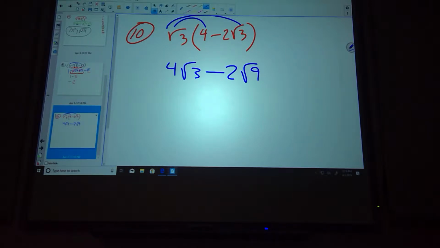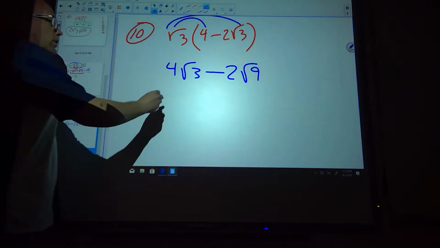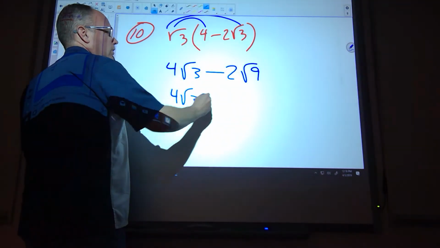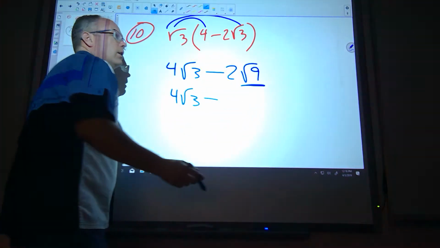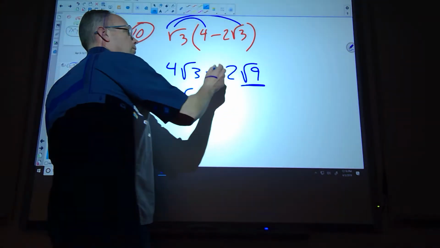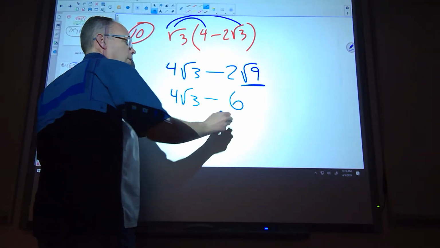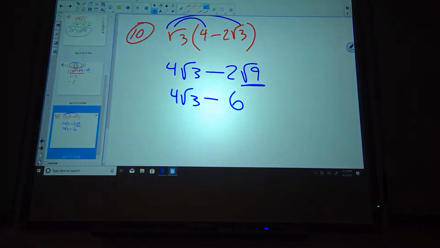Can I break root 3 down any further? No. So 4 root 3 might be sticking around as is. The minus comes out. Hey, what's the square root of 9? 3. What is 3 times 2? Done. Where did the square root sign go? Well, I took the square root of 9 and got 3. Where'd it go? It undid it. It's gone.